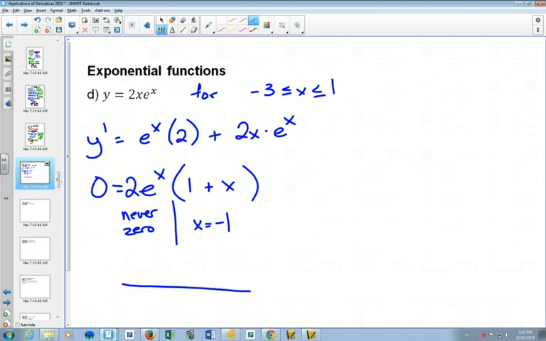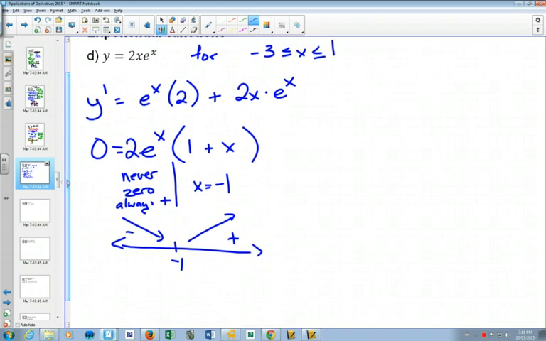If we put this out, -1. Before, also never 0 and always positive. That's your graph of e to the x. So if we try a value less than -1, this second factor is going to be negative, making the whole thing negative, and after -1, it's going to be positive. So we've got decreasing, then increasing at -1. So we know that this is a local minimum.